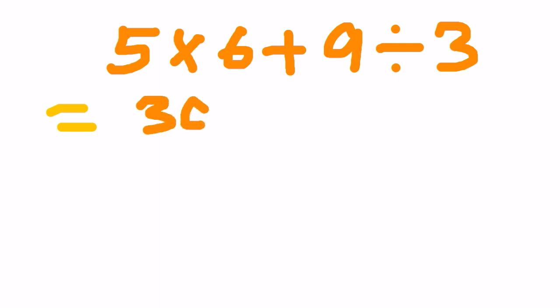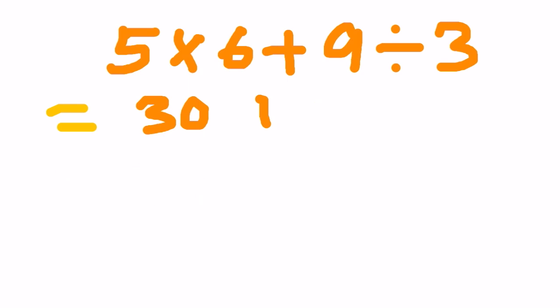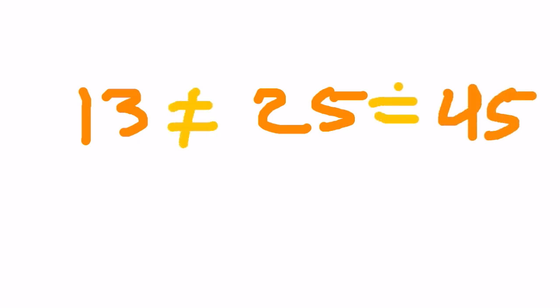Okay, if you want to know the real way to do this, first you multiply the 5 by the 6 and divide the 9 by the 3 to get 30 and 3, and then you add those two together to get 33. That's the correct answer. So I literally tried 3 different ways to simplify this expression, and they were each different every time, and they weren't even the right answer.